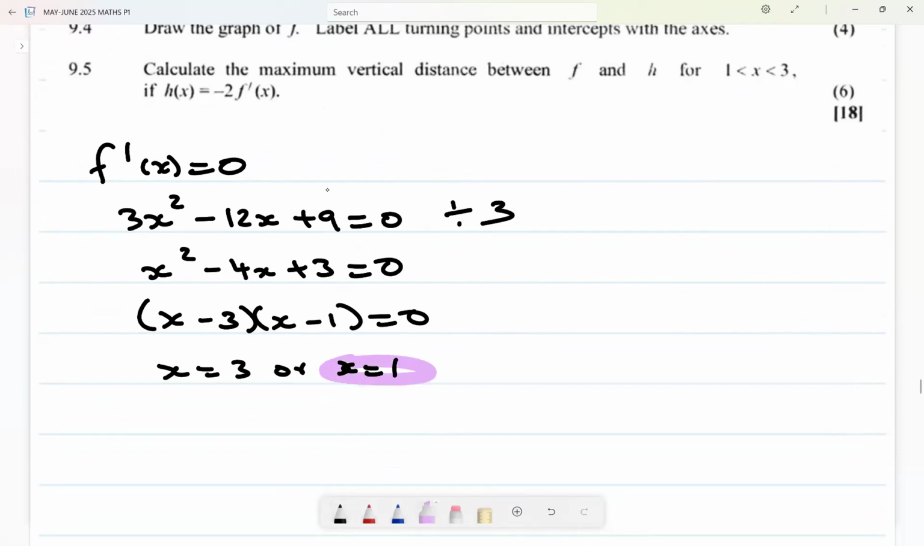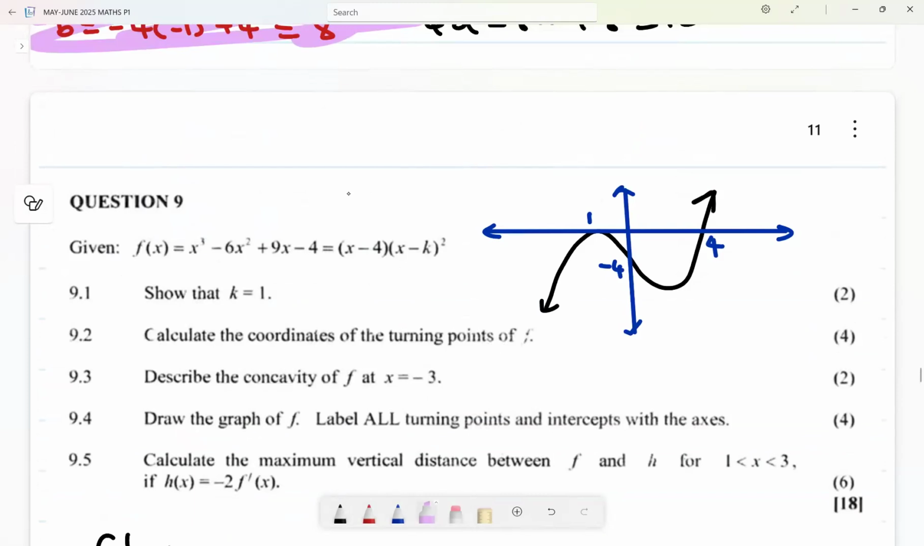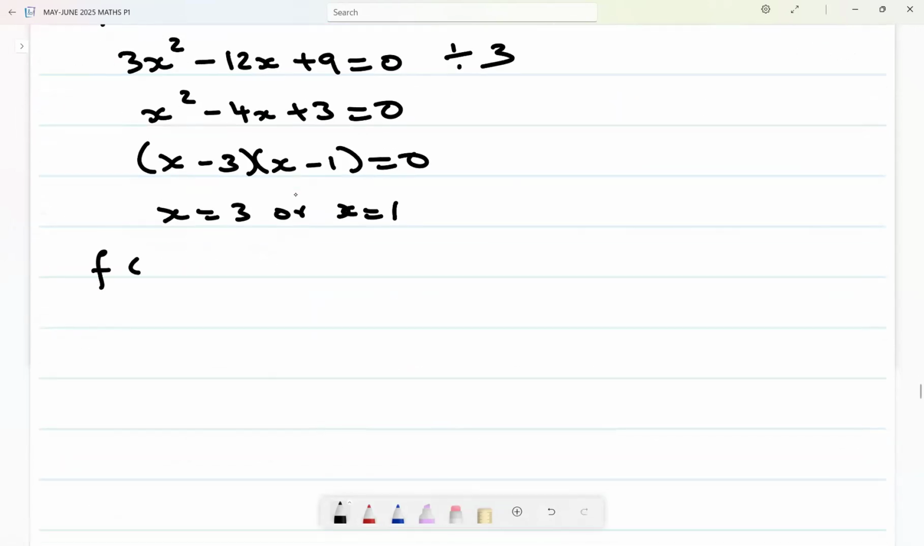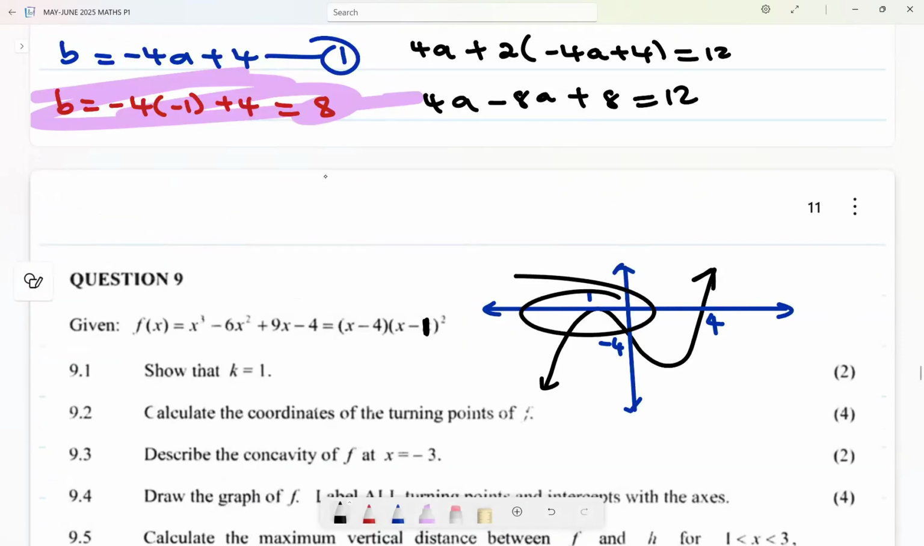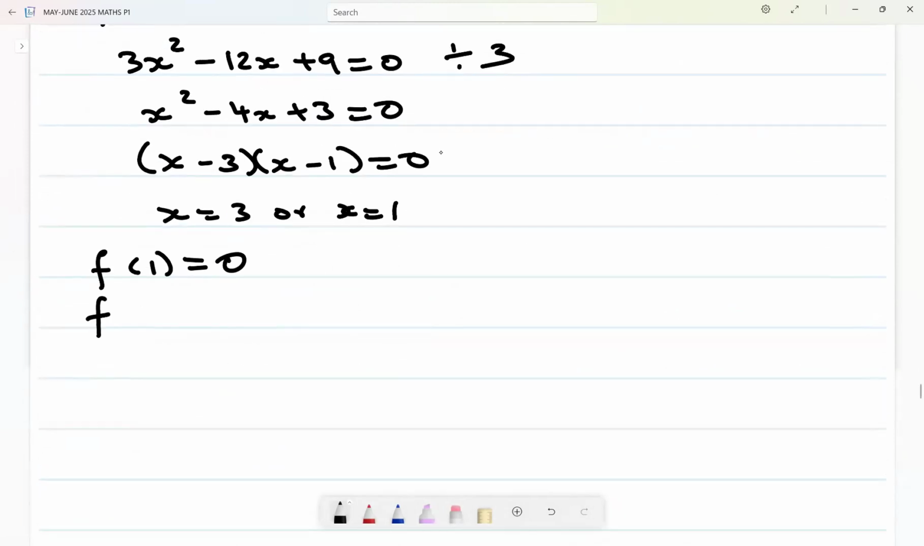Already I know that this one was supposed to be a turning point. Why? Because it repeated itself twice here. Remember, this is 1. When it repeats itself twice, it tells you that it's going to act as a turning point as well as an x-intercept. Here, can you see it is 1 there? So we already know the coordinates: f of 1, when x is equal to 1, y was 0. So I'll be interested in the other one.